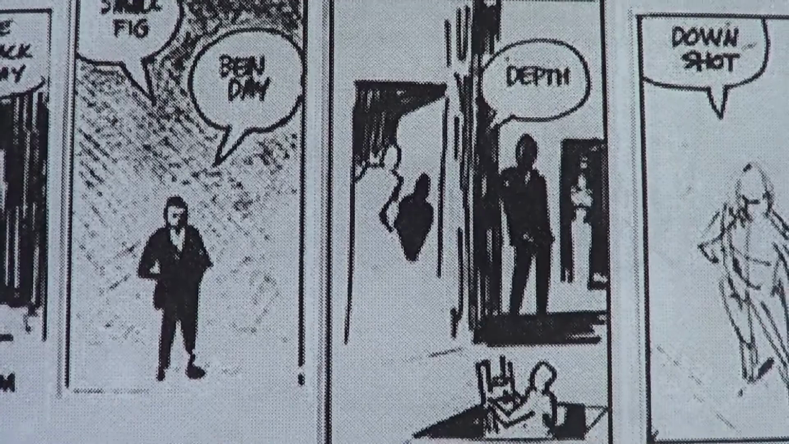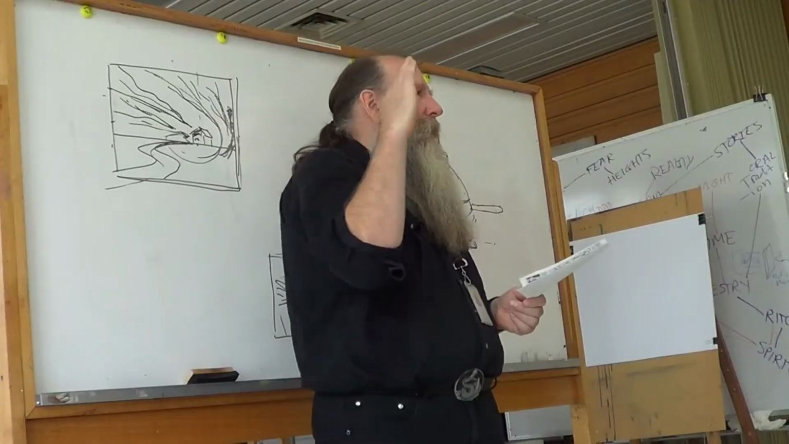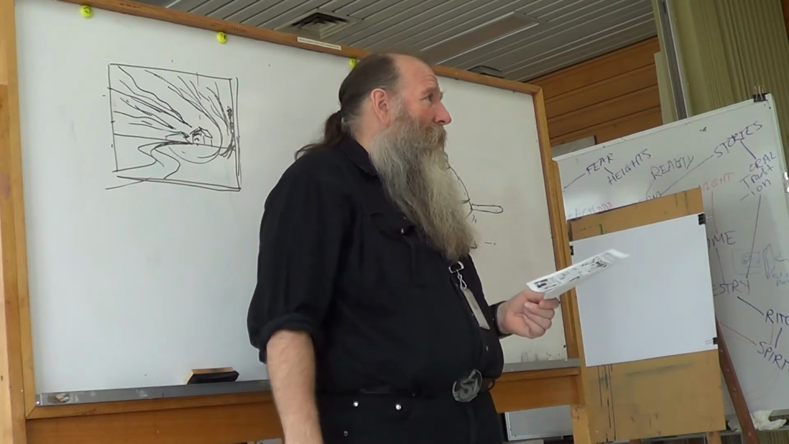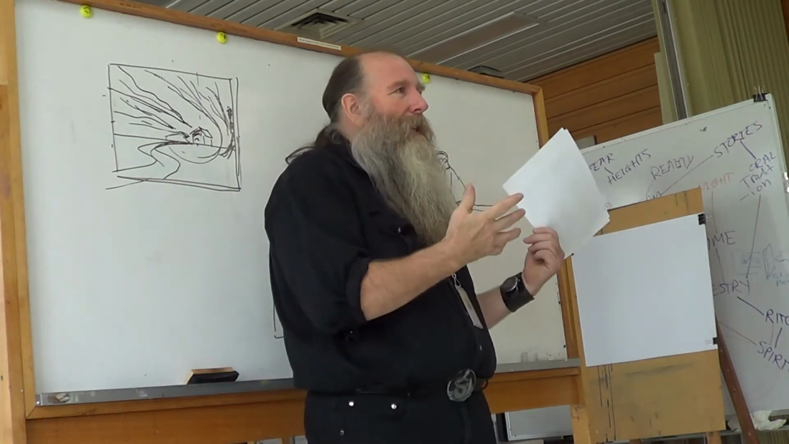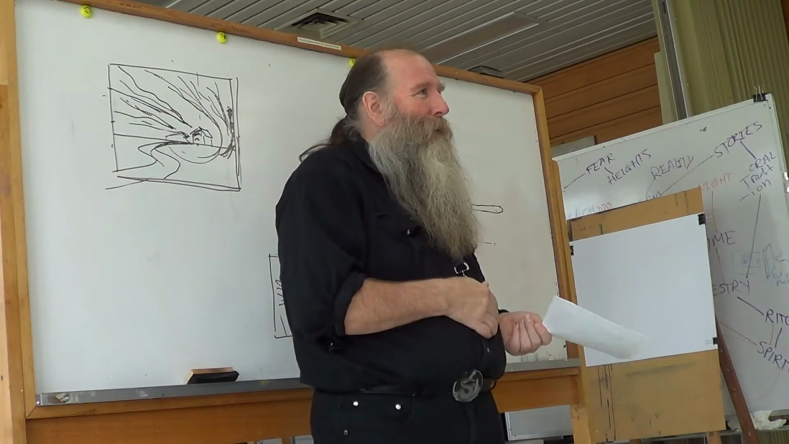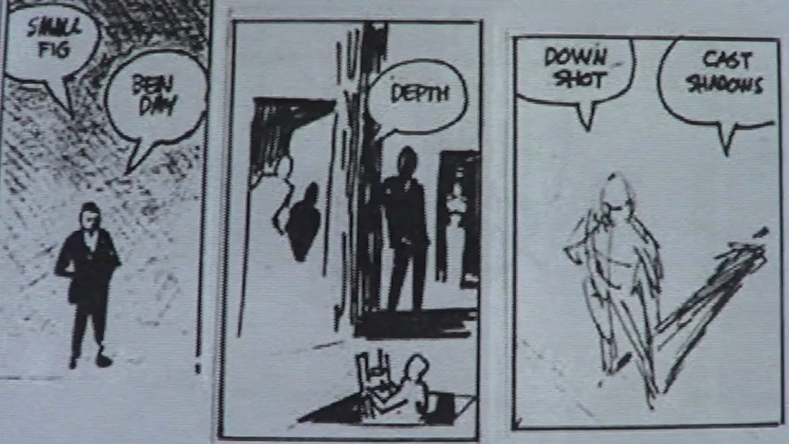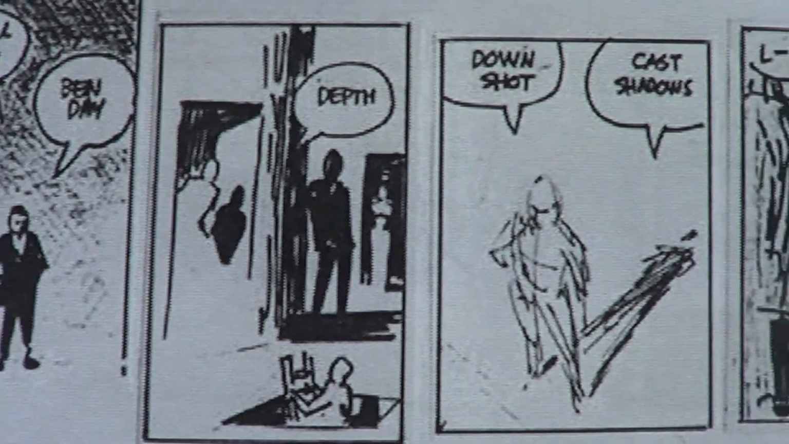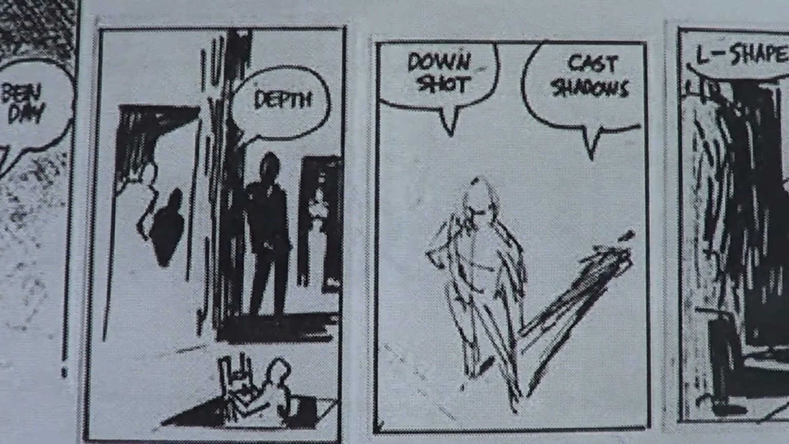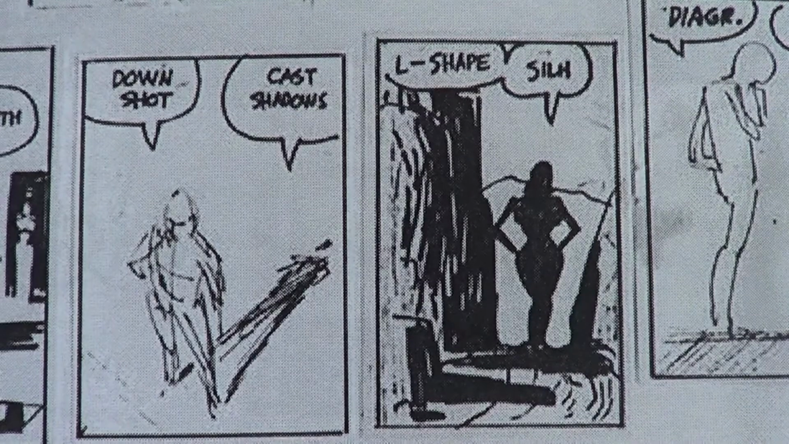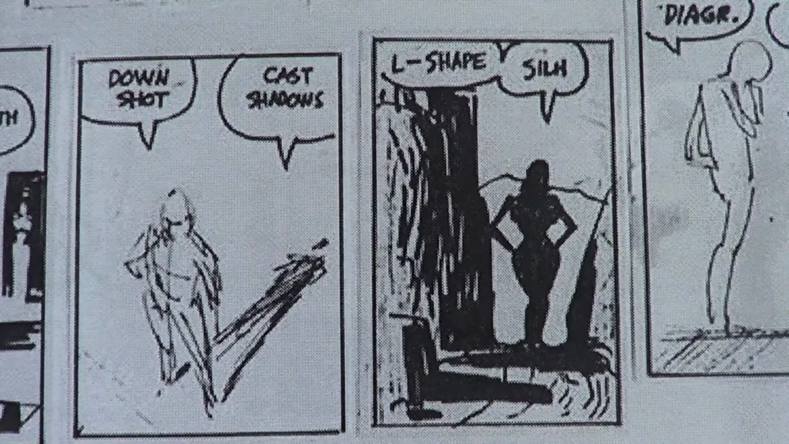And this is done by having flat planes that are broken into, which can be doors, windows, holes. It's easier to illustrate a flat surface than to use angles to make it look like you're digging into that. Next one, shot down, cast a shadow. Self-explanatory. The next one's really good, L shape plus silhouette.